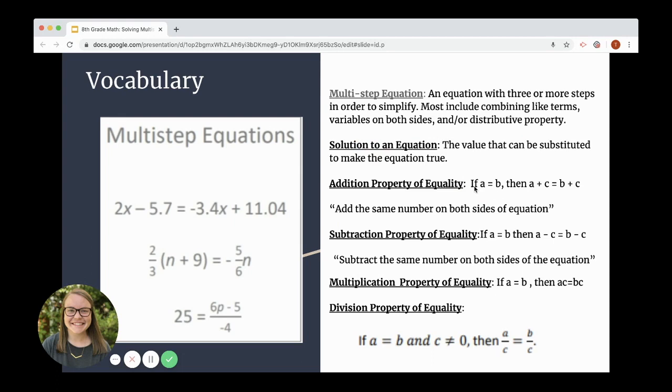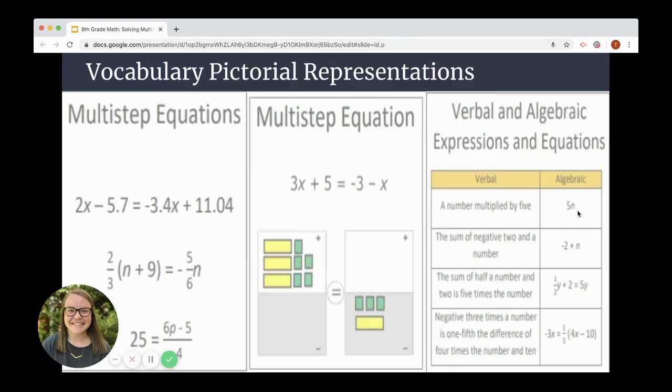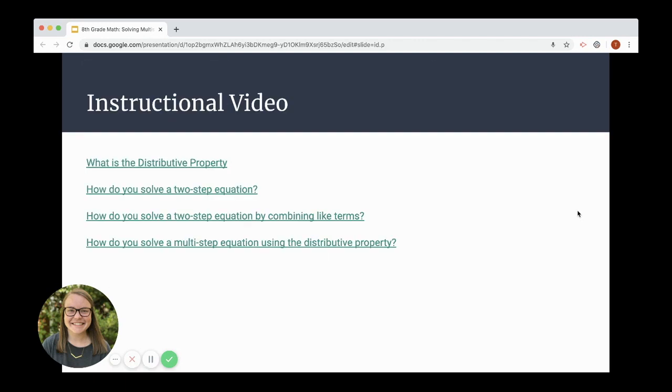Same vocabulary terms that we've been looking at since the beginning of this week, and the same pictorial representation. So now we have officially looked at all three of these things. Today we will be focusing more on the left-hand side and solving algebraically. Yesterday we looked at modeling the multi-step equations just like in the middle. And on day one we looked at translating between verbal and algebraic expressions and equations.